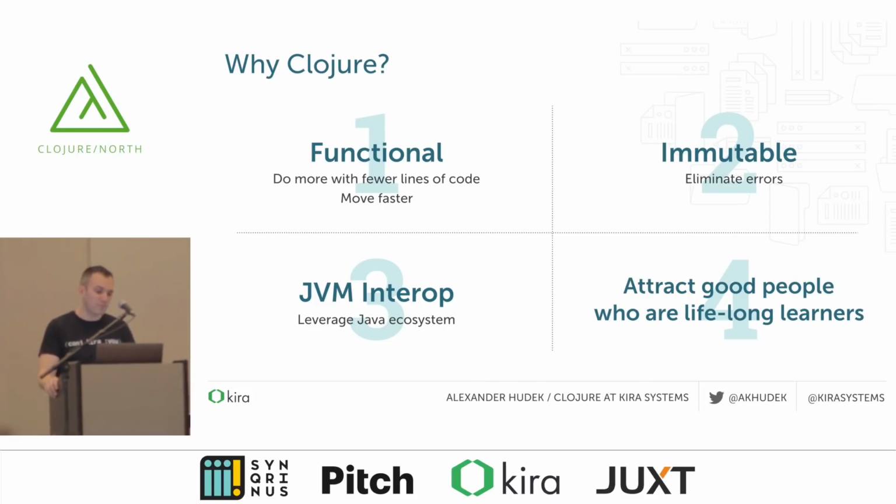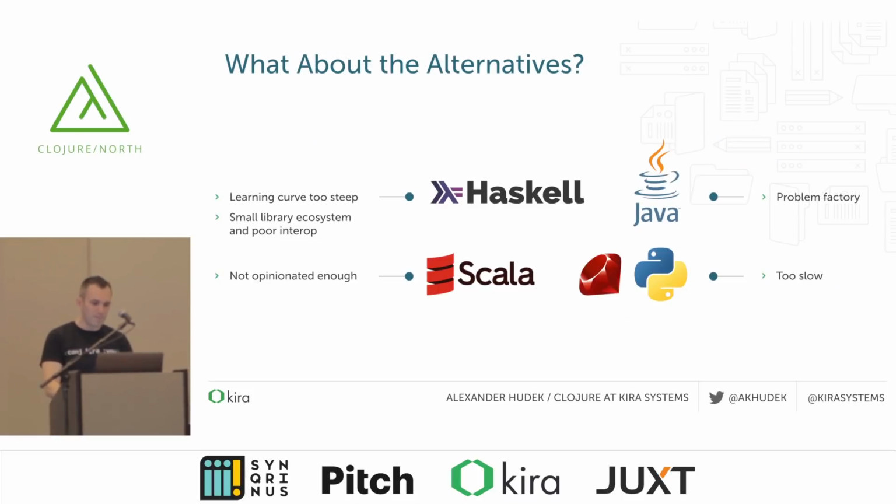Well, one, it's functional. Functional languages are very concise and you can do much more with fewer lines of code. To me, that means maybe we could move faster. Two, it's immutable, very opinionated on being immutable, which is great for eliminating errors. Three, this talks about reusing technology. The JVM interop was a huge selling factor. Being able to leverage the entire Java ecosystem is really significant. And four, it attracts good people who are lifelong learners.